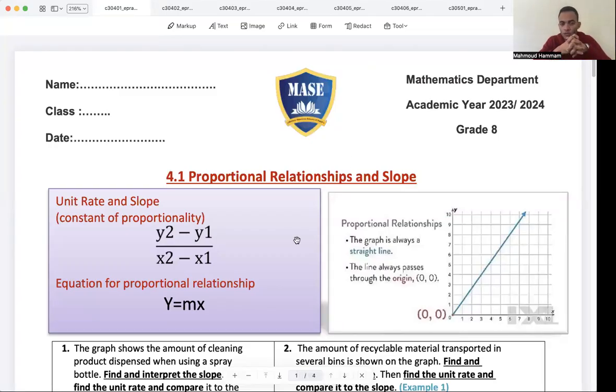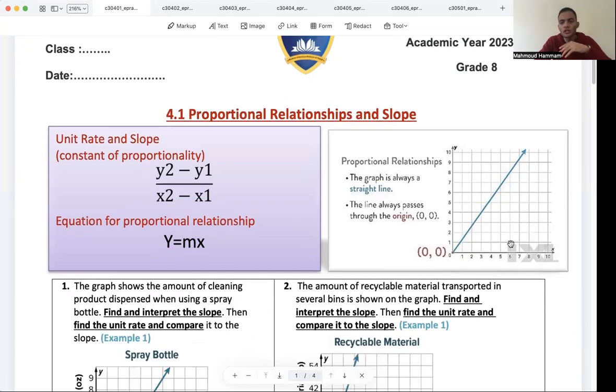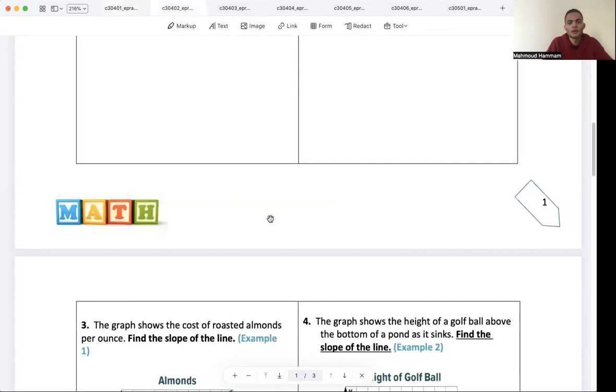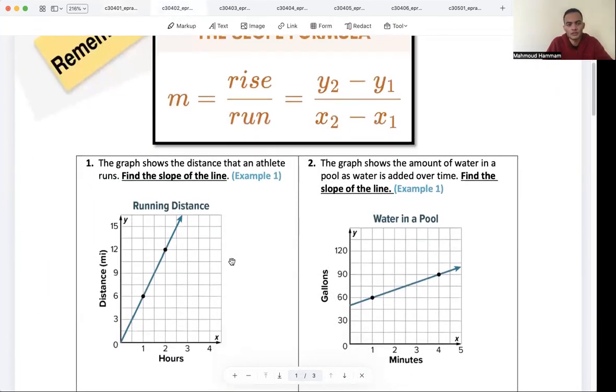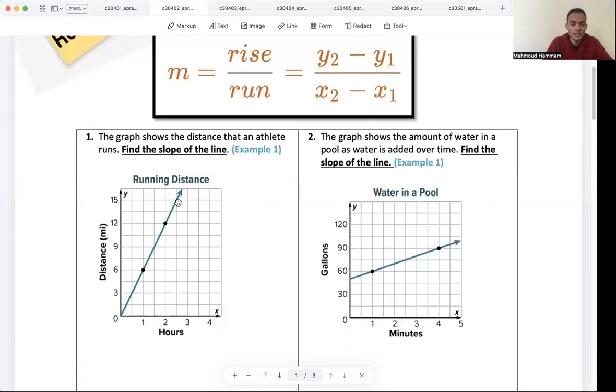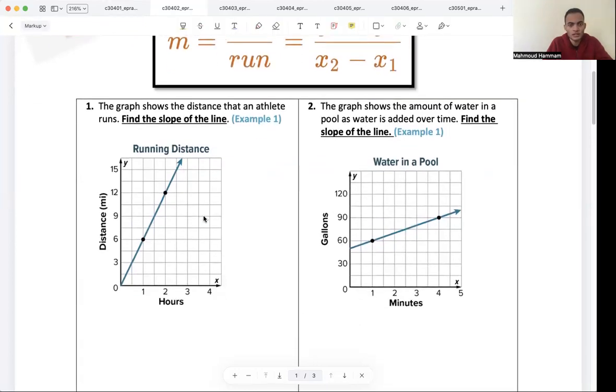Let's start together with 4.1, proportional relationships and slope. The word proportional: how do I know that the graph is proportional? I always know that the graph is proportional whenever it passes through the point (0, 0). Whenever it passes through the origin, we know that this graph is proportional. Mister, what does it mean? For example, in these graphs, you can say that the first one is proportional.